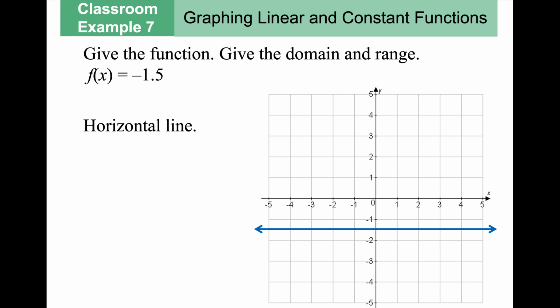The domain means I'm going to move from left to right. So the graph exists everywhere left to right. So it's going to be -infinity to infinity. And the range is bottom to top. The only place it exists is right here at -1.5. So that's why my range is just that one, -1.5.